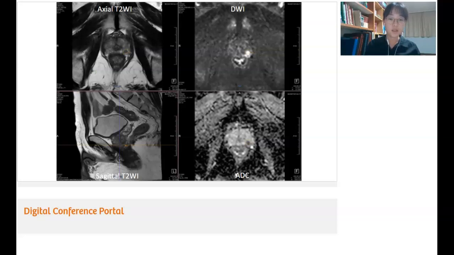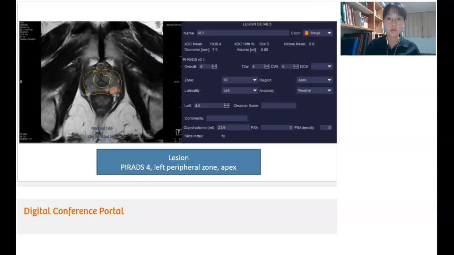Let's look at this case together. There is a small diffusion-restricted lesion in the left peripheral zone, apex. The abnormal region is well marked on the T2-weighted image. Users can modify the ROI as they want. The lesion was classified as PI-RADS 4, and the diameter was 7.9 mm. We also get the volume of the tumor. The location of the lesion was automatically selected as peripheral zone, apex, left, and posterior. The prostate gland volume in this patient is 23.8 milliliters.